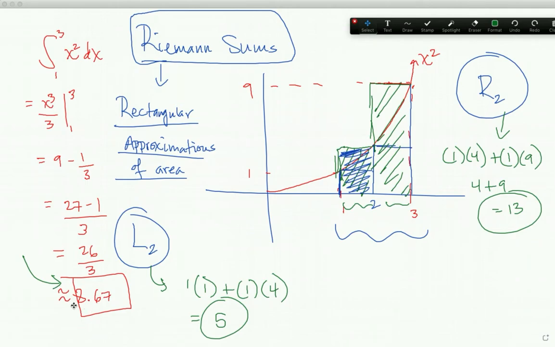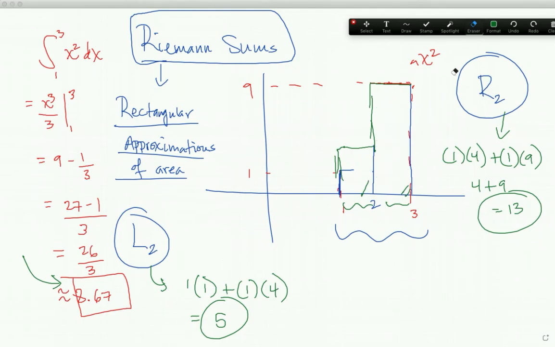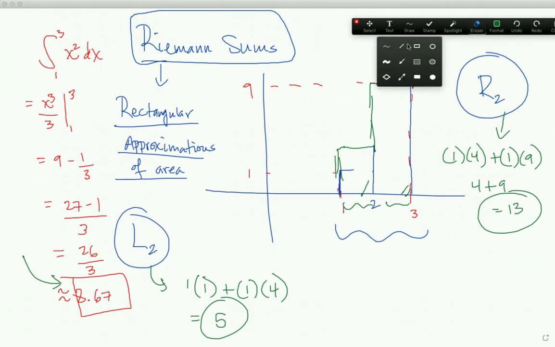So we know the exact area is 8.67, and as we expected, one of them over approximates, the other under approximates. Here's a really cool part. Remember, the little numbers underneath L and R tell you how many rectangles to use.